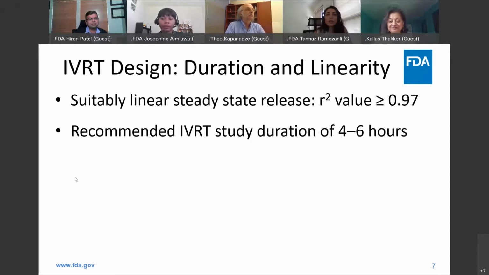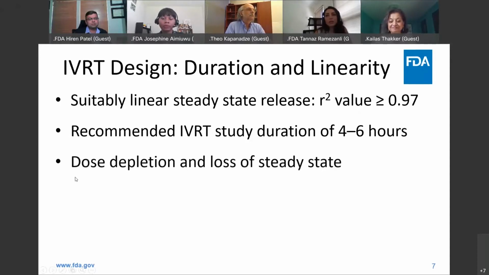So the next topic here is dose depletion and loss of steady state. We heard a few times today that while steady state release kinetics is assumed when dose depletion is less than 30%, it's not really a cutoff criterion. There are a lot of cases where we observe higher dose depletion, but the IVRT profile is sufficiently linear and acceptable.